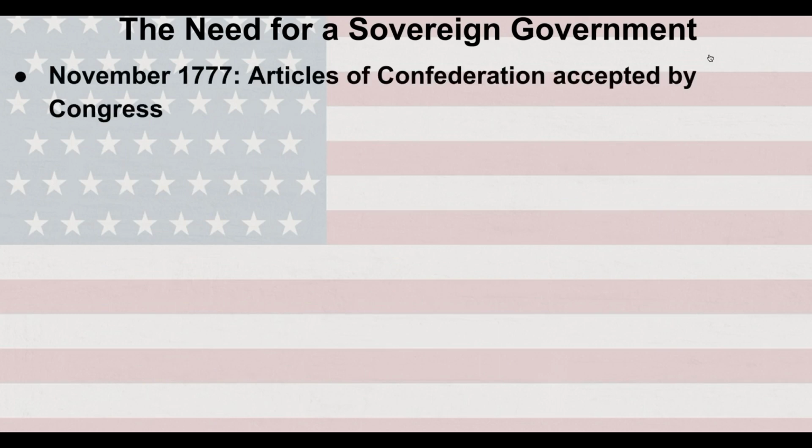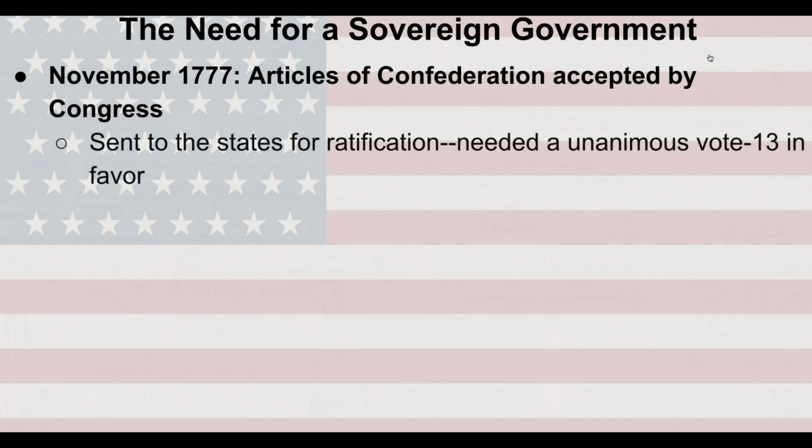In November of 1777, the Articles of Confederation are going to be created and accepted by Congress, and they are going to send these to the states for ratification. According to the Articles of Confederation, there needs to be a unanimous vote in order for them to take effect. That means all 13 colonies are going to need to vote in favor.